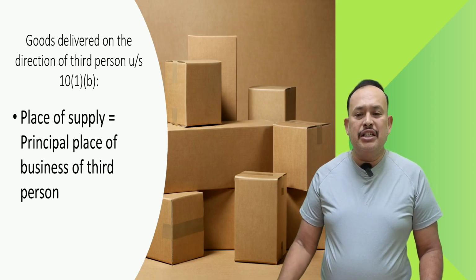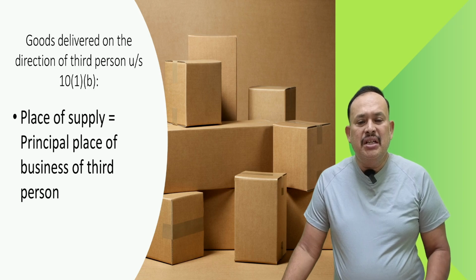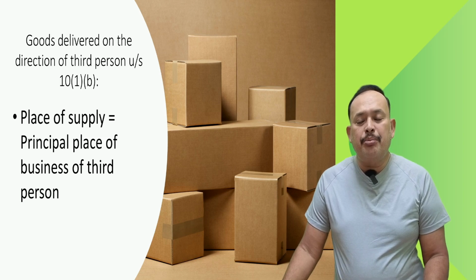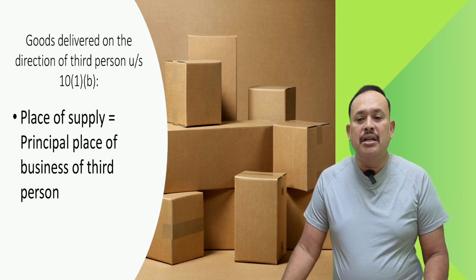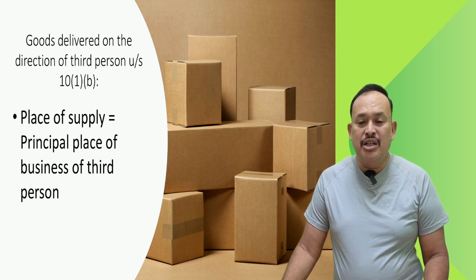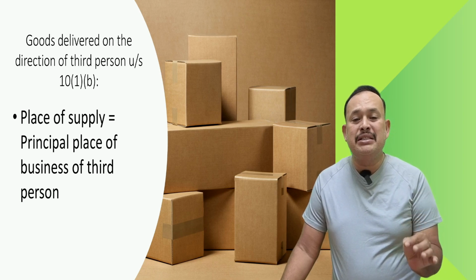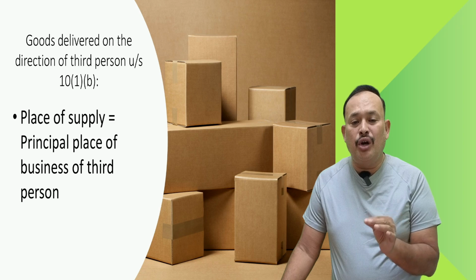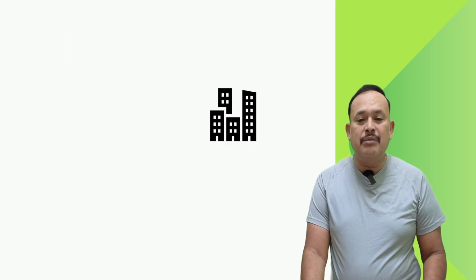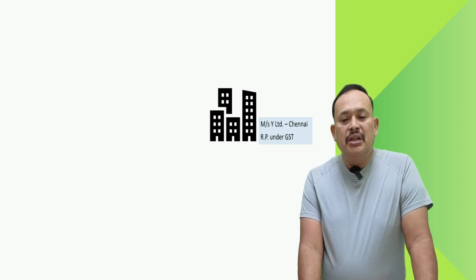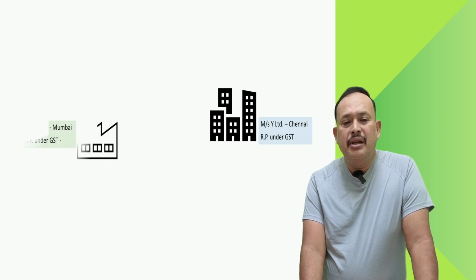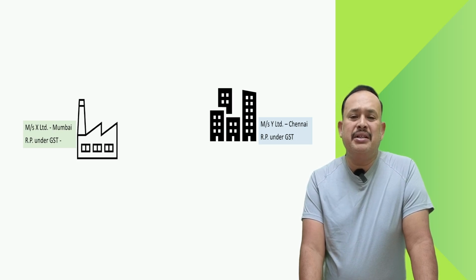Section 10(1) clause B: goods delivered on the direction of a third person. The place of supply as per section 10 subsection 1 clause B is equal to the principal place of business of the third person. Now in the given case, tell me my dear, Y Limited of Chennai is a person registered with GST. X Limited of Mumbai is a person registered with GST.